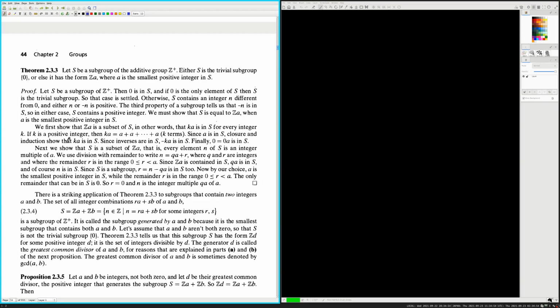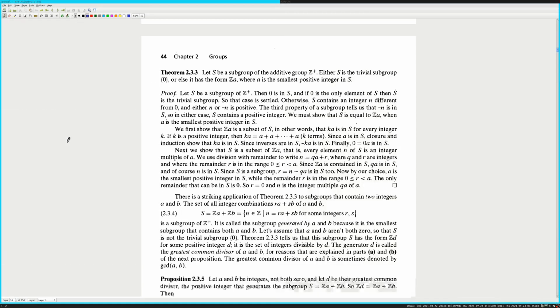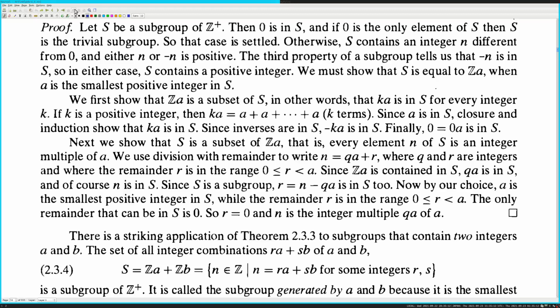Next, we show that S is a subset of ZA. That is, every element N of S is an integer multiple of A. We use division with remainder to write N equal to QA plus R, where Q and R are integers, and where the remainder R is in the range 0 to A. Go watch my GCD video if you want to see how this works.